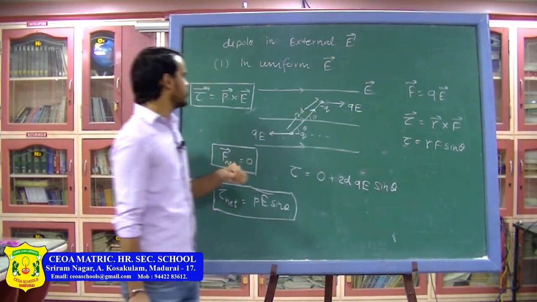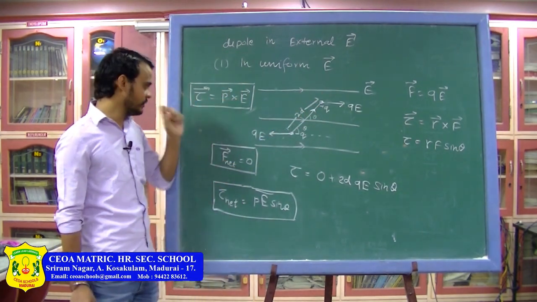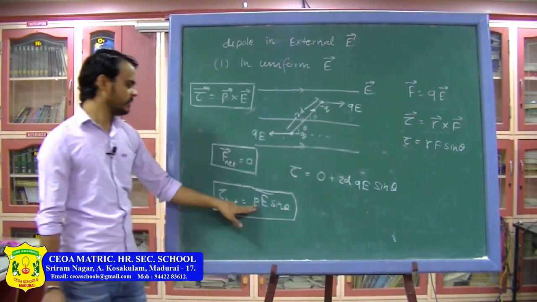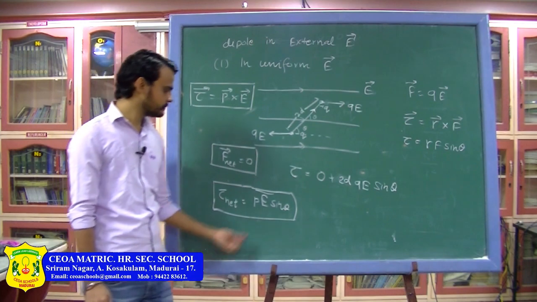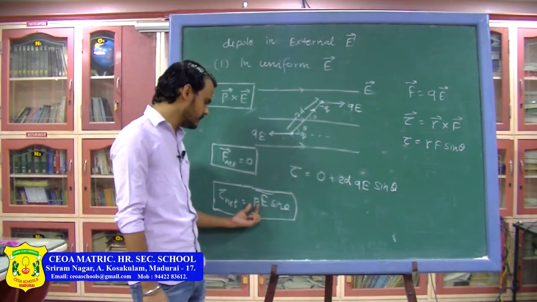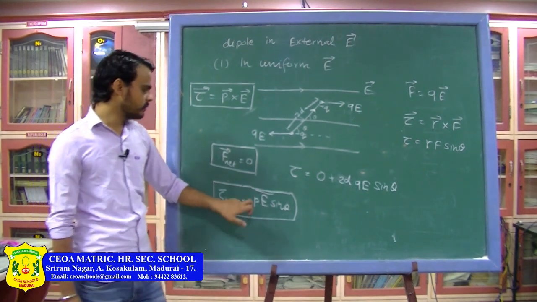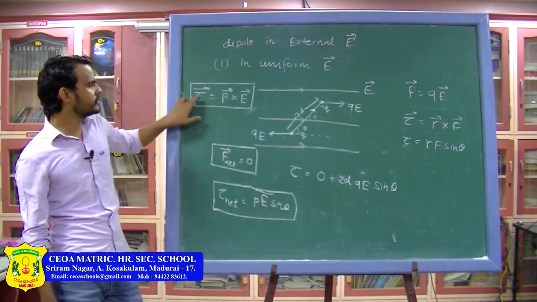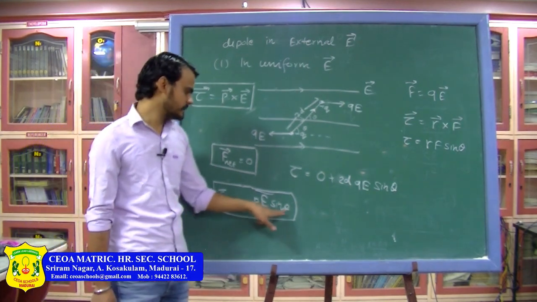So torque on the dipole can be written as P cross E, which can be written as P E sin theta, where P is the magnitude of the dipole moment, E is the magnitude of the electric field, and theta is the angle between the dipole moment and electric field. So you have to remember these two things: net force is 0, torque is P cross E or P E sin theta.